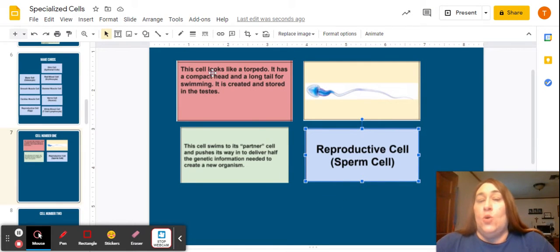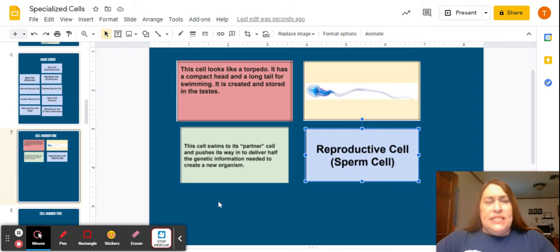And I see it looks like a torpedo. It has a compact head and a long tail for swimming. It's created and stored in the testes. It swims to its partner cell and delivers half of the genetic information needed to create a new organism. Reproductive cells create new organisms. This seems right to me.